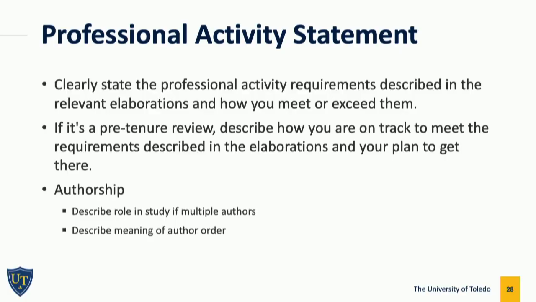I think that's extremely helpful for the readers, and I think it's also helpful as it moves through the system to help all the different committees understand where that sits, because ultimately they're making a recommendation based on their interpretation of whether you did or did not meet the requirements articulated in the elaborations. If it's a pre-tenure review, describe how you're on track to meet the requirements described in the elaborations and your plan to get there. And I think that last part is often forgotten. Here's where I'm at right now, and where am I going with that, or what are my plans, is helpful to include as well.